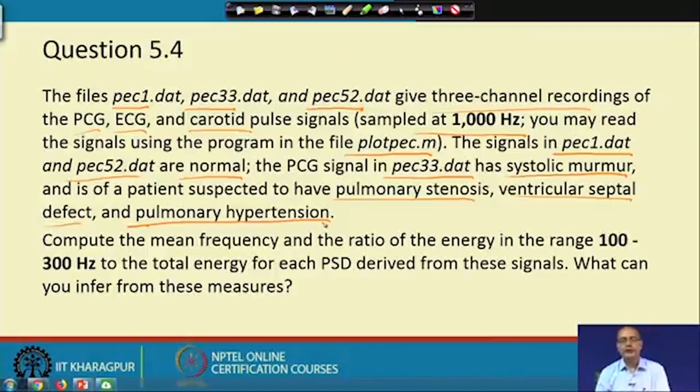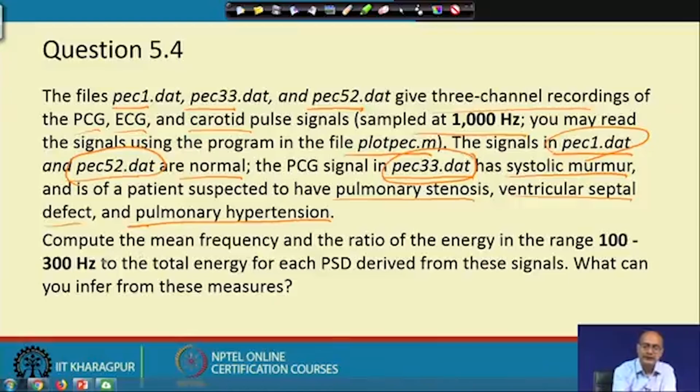If you recall, we have gone through these phonocardiogram signals earlier in the experiment, and here our job is to appreciate how PSD can help to differentiate this abnormal signal PCG33 from the other two, that is PCG52 and PCG1. And how can we do that?